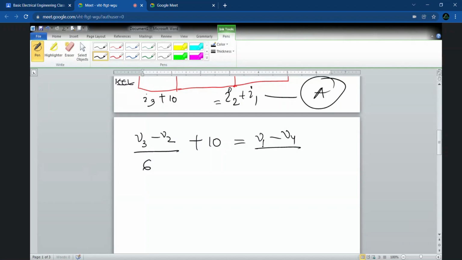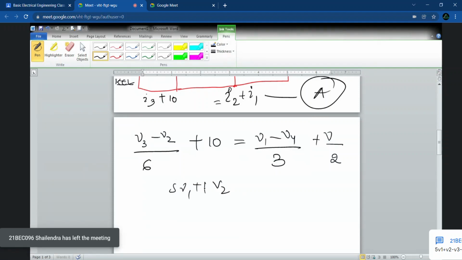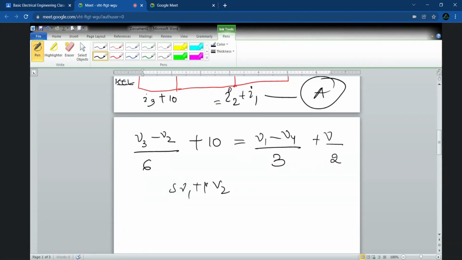which is 3. V1 minus V4 divided by 3, plus V1 divided by 2. So this is the equation, or we can write it as 5V1 plus V2 minus V3 minus 2V4 is equal to 60. ठीक है? So this is how, very simple, the way you have to write it.